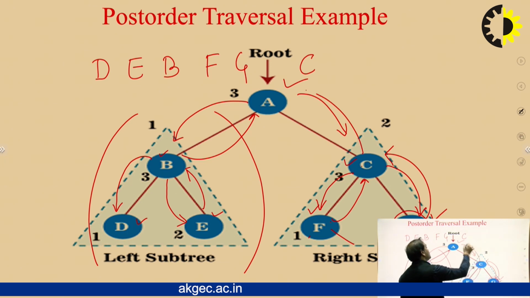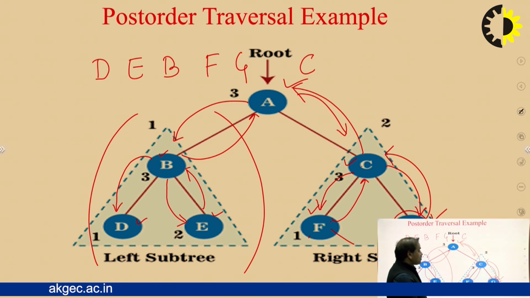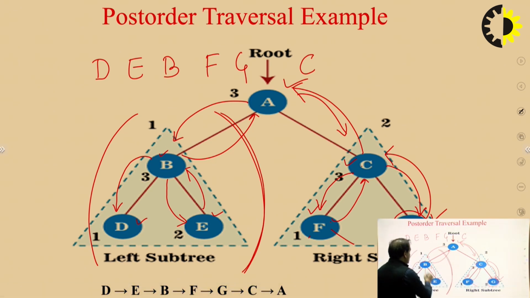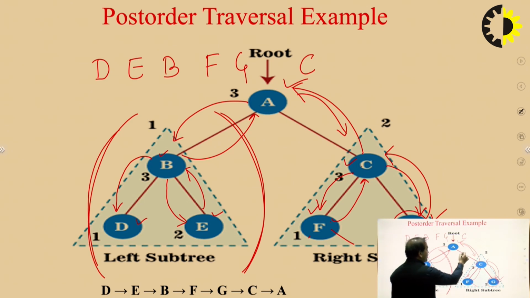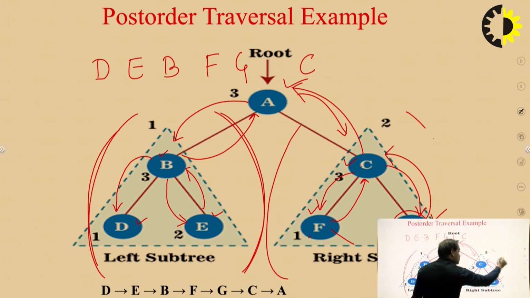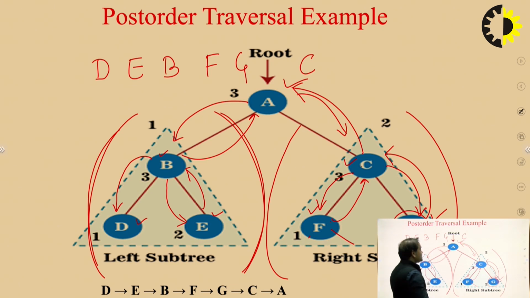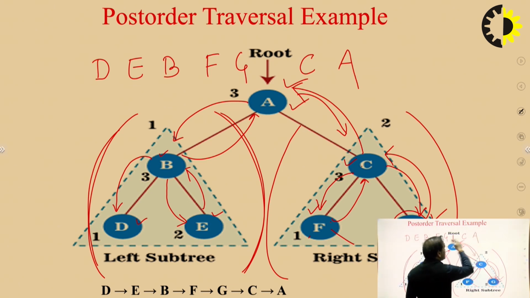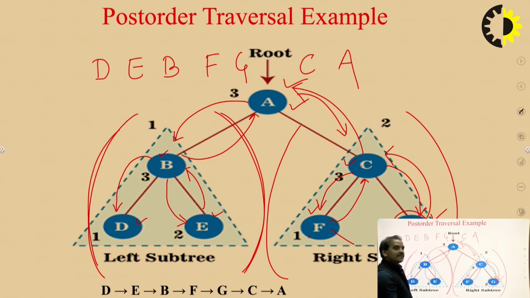Now move to the root of C. The root of C is A, and the left child of A is already processed, and the right subtree of A is also already processed. Then we have to process A now. This is the sequence of processing of this binary tree using post order traversal.